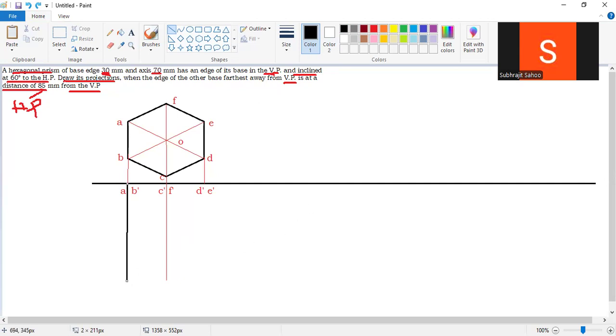Okay. Then from here to here. Join from here to here. Right. Diagram is over. Now naming. Give naming.